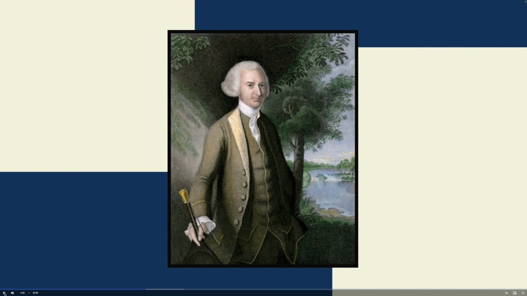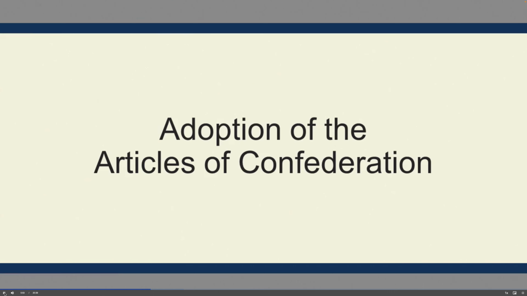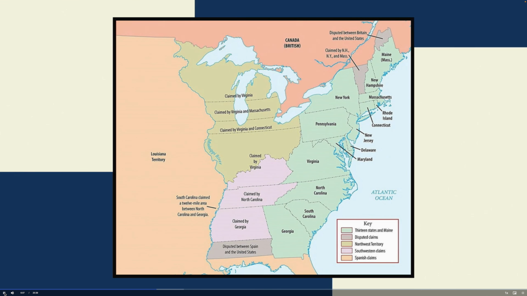So, in 1777, John Dickinson of Delaware drafted the Articles of the Confederation. Under the plan, members of Congress were elected each year. Now, before the Articles of the Confederation could become law, each state had to ratify them, or formally approve them. But it took about 4 years for the states to agree. You see, a lot of the states didn't want to give up their western lands. You know, the land beyond the Appalachian Mountains to the Mississippi River.